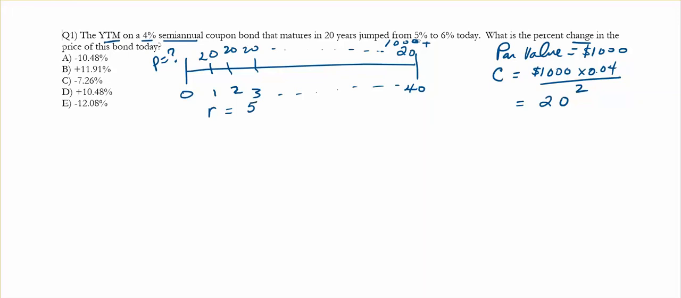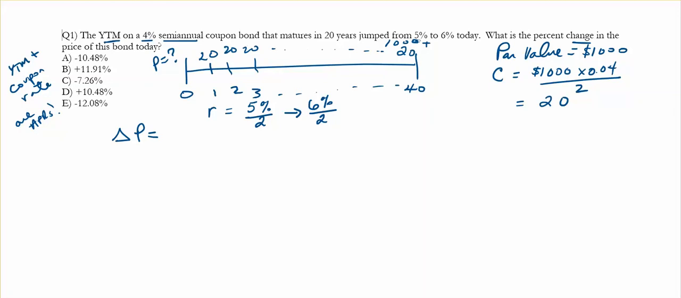We have a yield to maturity of 5% split up into two because yield to maturity is an APR. And then going to 6% yield to maturity divided by 2 to get the 6-month rate. Remember that yield to maturity and the coupon rate are APRs, so when it's semi-annual, you have to make these adjustments. Now we will use the formula for percent change in the price to answer the question.